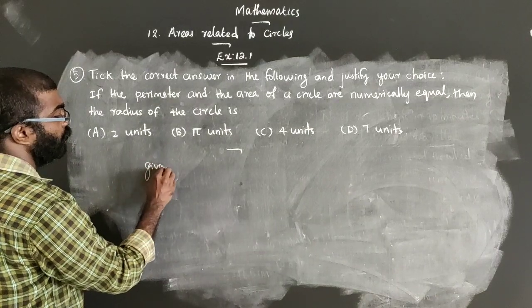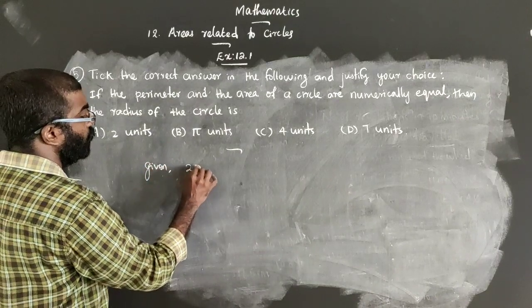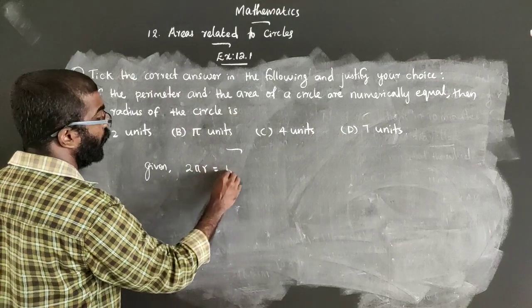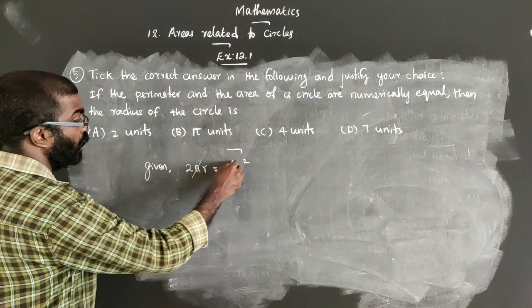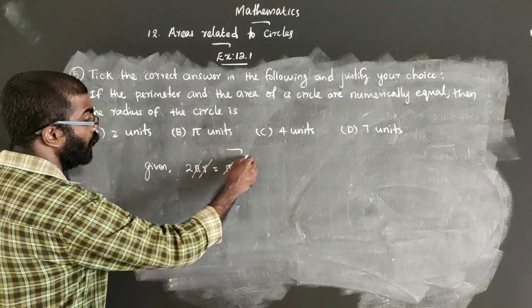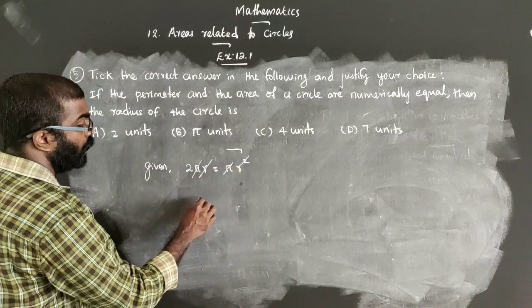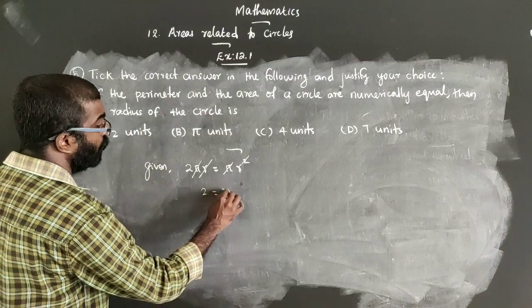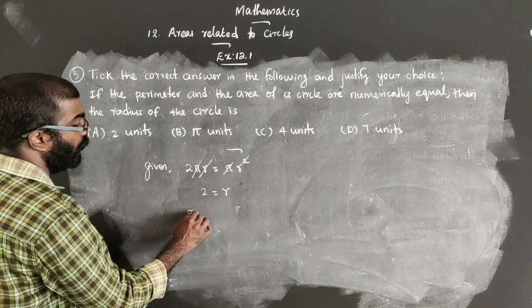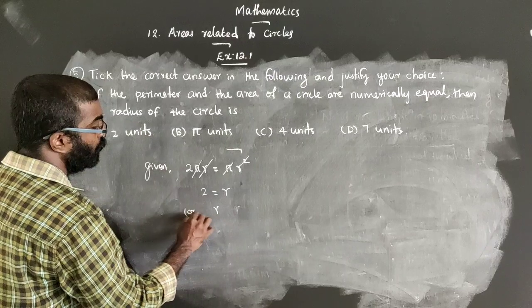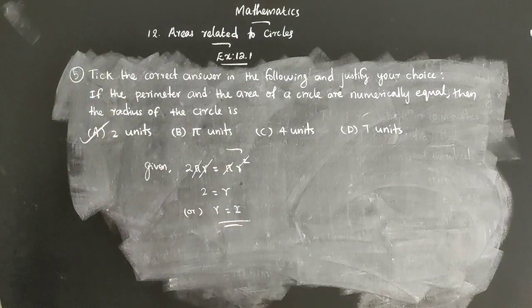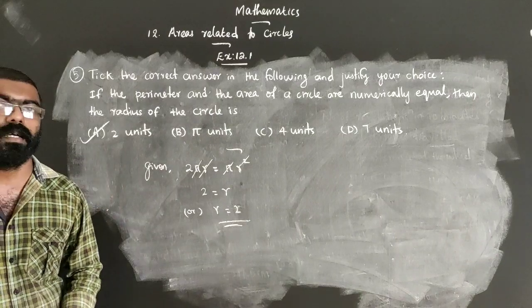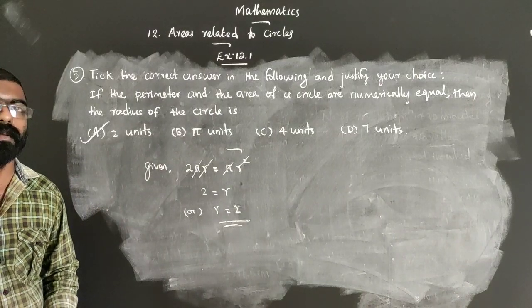So we can write, given perimeter, that is 2 pi r is equal to area pi r square. Here we can cancel on pi and pi, and on r, here also on r. And the remaining is 2 is equal to r. Or we can write r is equal to 2. So the radius is 2 units. Option A is the right answer.